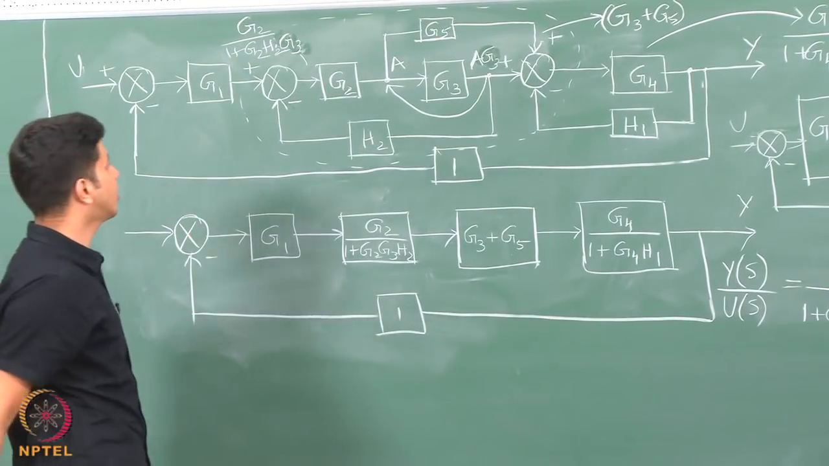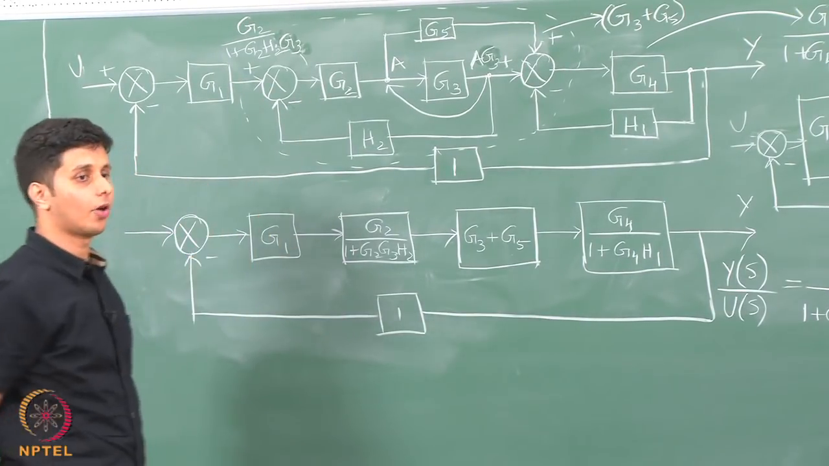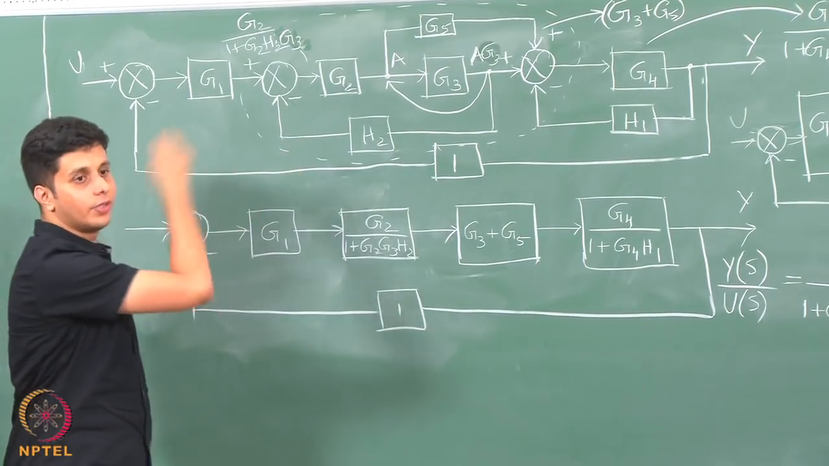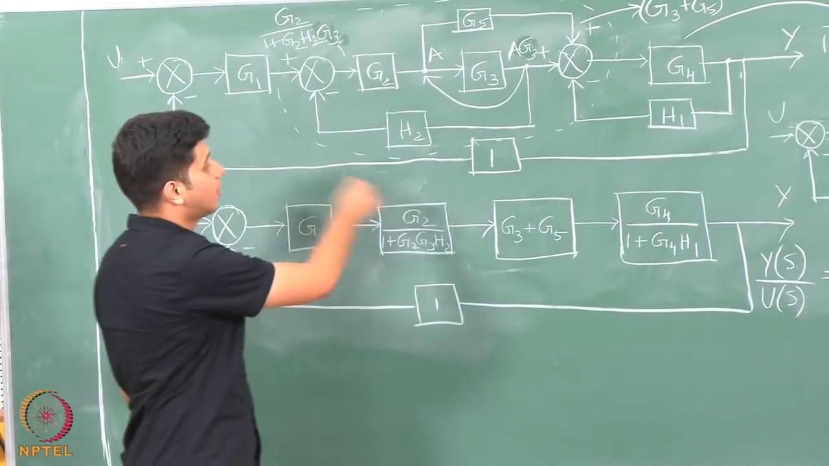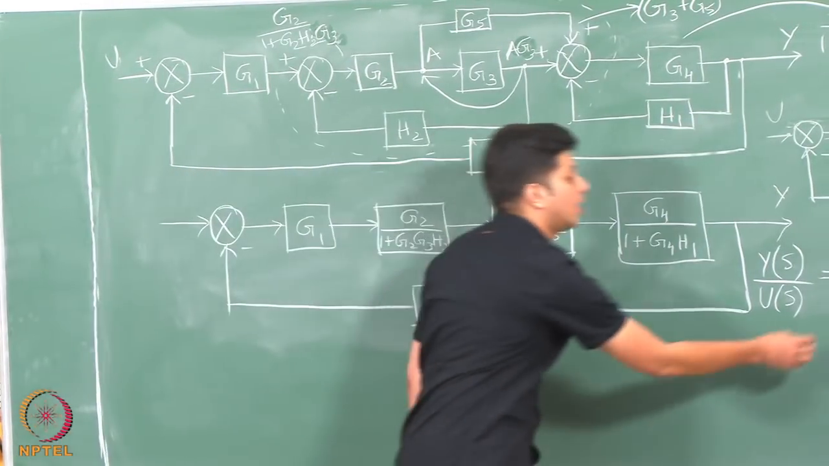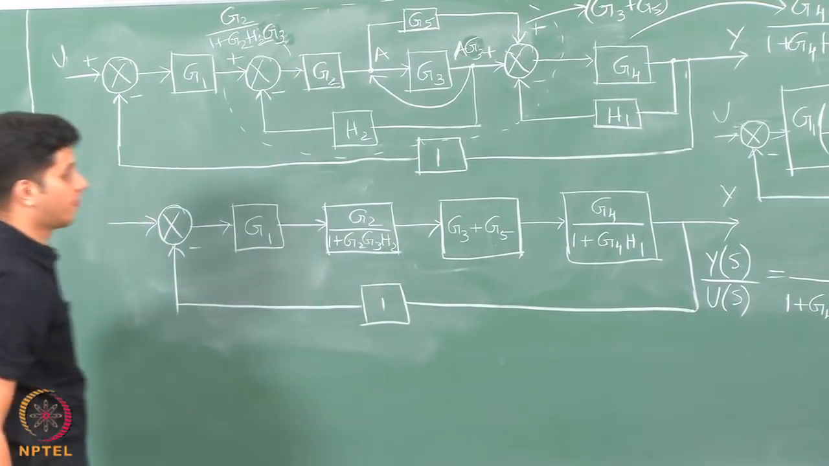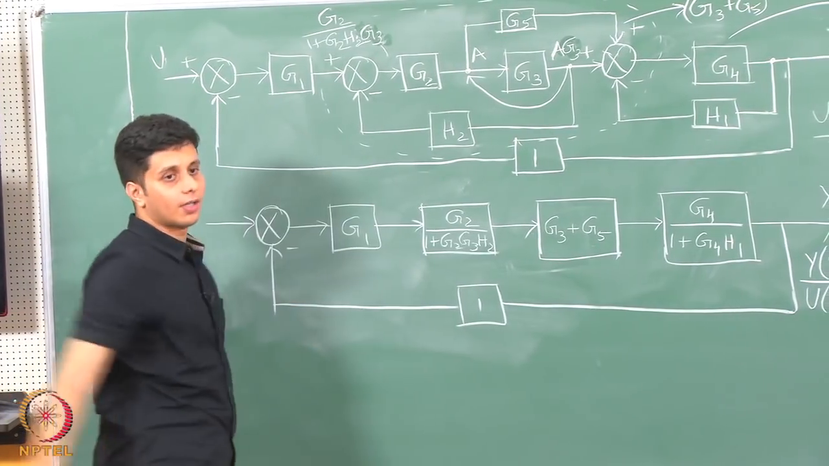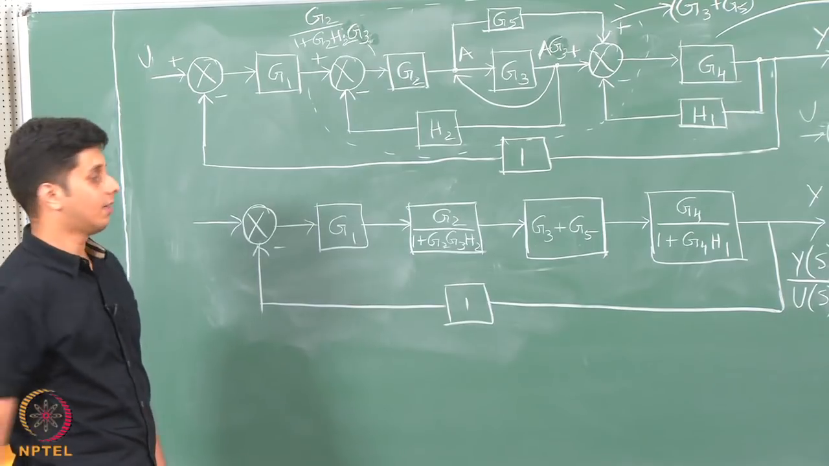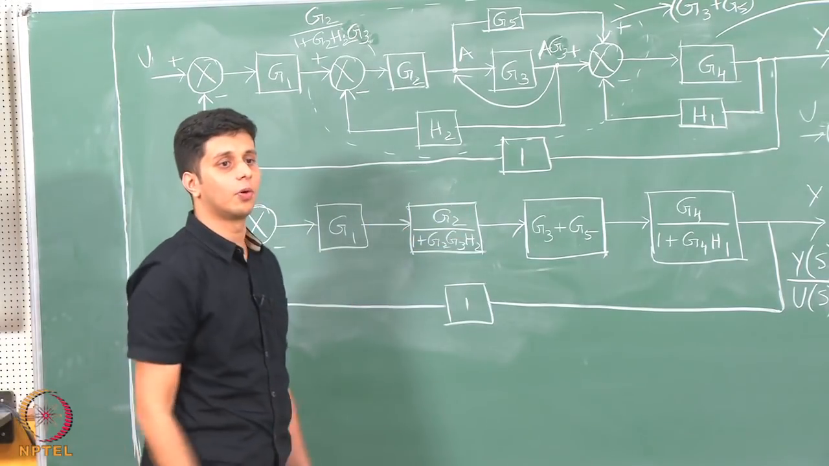So that's what we did: we started with a very complicated block diagram and then used the rules that we already studied in the previous class to simplify the whole block diagram and finally arrived at the transfer function. Now what we'll do is we'll draw this block diagram in terms of its signal flow graph and derive the same thing and see if both are equal or not.